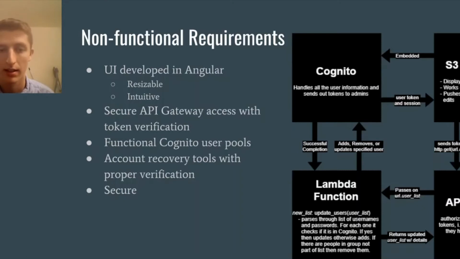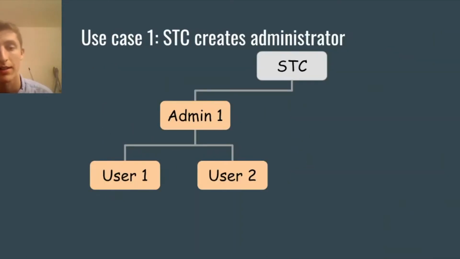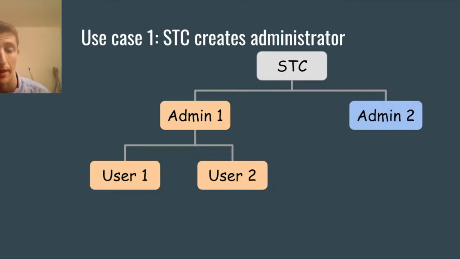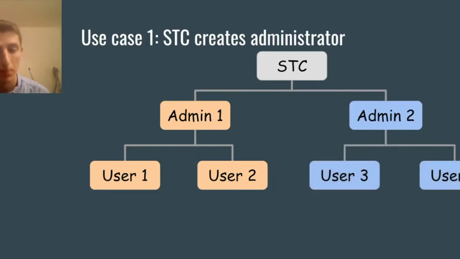So the first use case is that STC already has an admin and users, and they want to create another administrator. So they create them, and then that administrator can then create their users. Blue administrator can only see blue users. Orange administrator can only see orange users, but STC can see everybody.